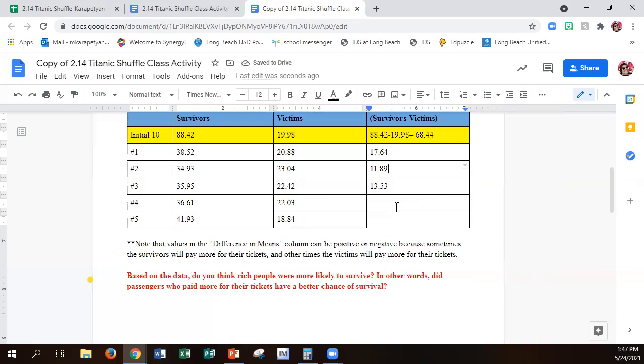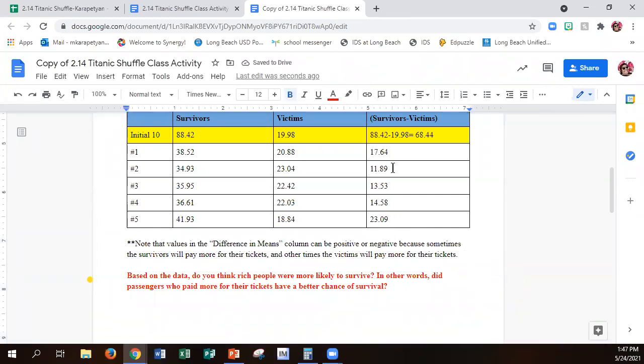Okay, Devin, give me shuffle number 4. I got 14.58. Thank you. And Jaylene, give me shuffle number 5. I got 2309. Yes. Okay, thank you so much.